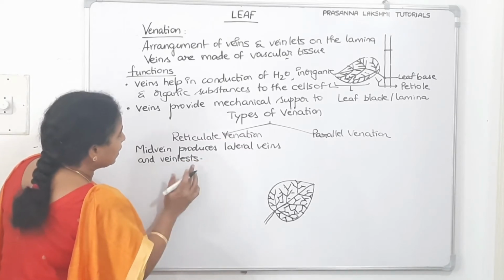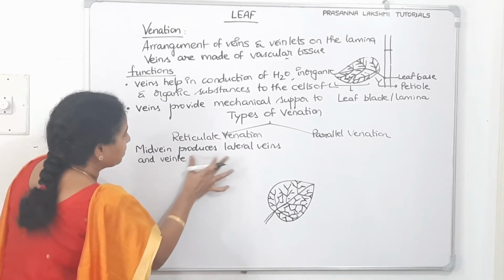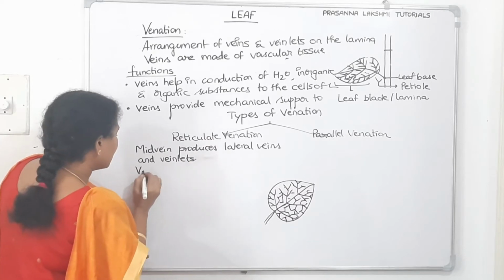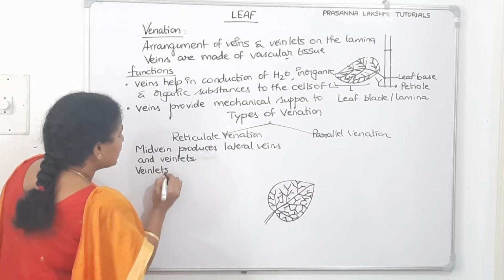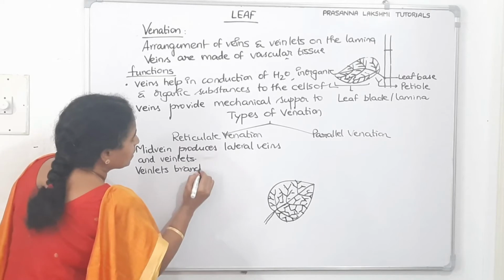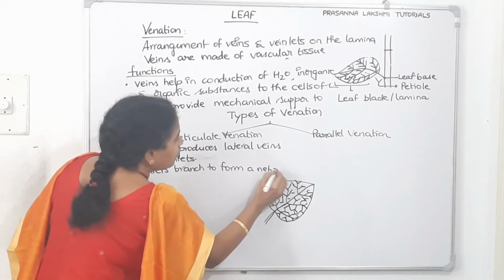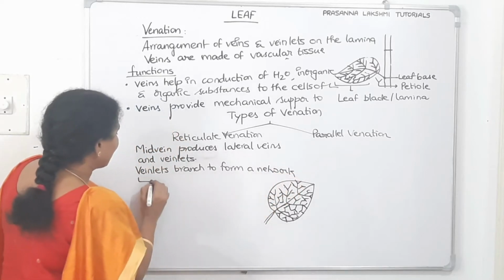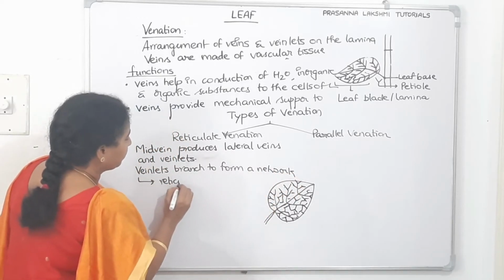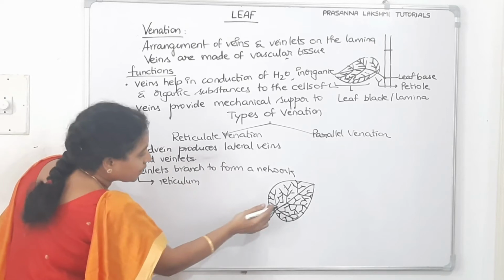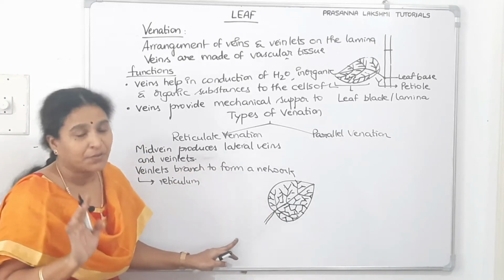Now the veinlets, these veinlets branch to form a network. The network is called reticulum. Since it is making a reticulum-like network, we call it reticulate venation.